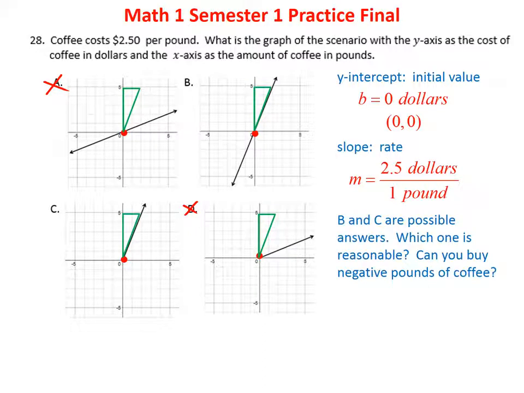Just like a previous problem, they're both possible theoretically, but which one is reasonable? Can you buy negative pounds of coffee? Notice in this one, it goes to negative pounds of coffee here. And the answer, of course, is no. B is not our answer, and the answer is C, the only reasonable answer.